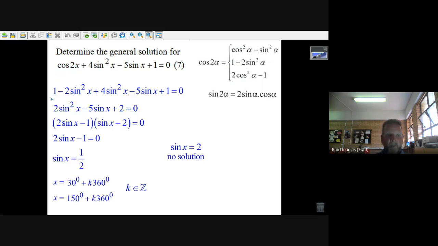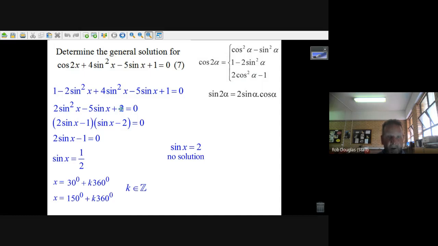So cos 2x is 1 minus 2 sine squared x. That's going to do it for you, because 4 sine squared minus 2 sine squared is just 2 sine squared x. Those are like terms, you can put them together. You've got a minus 5 sine x, and you've got 1 plus 1 equals 2. Then you put down two brackets, and we're going to factor this trinomial. You put 2 sine x times sine x. That's how you get 2 sine squared x.